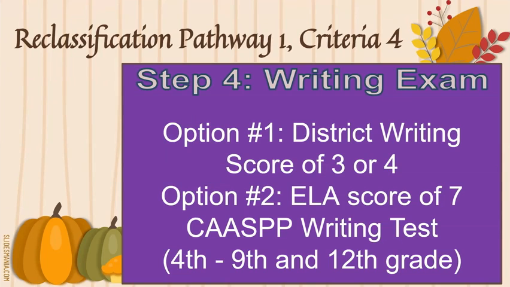The next piece here is step number 4. And this is where the students have to pass a writing exam, okay, which is the final step. And so there are several options here. Option 1 means that the student receives a 3 or a 4 for that district writing that we have. Option 2 is that they receive a score of 7 for students that are in 4th through 9th and the 12th grade, right? So obviously there is a written exam that students have to be able to pass.